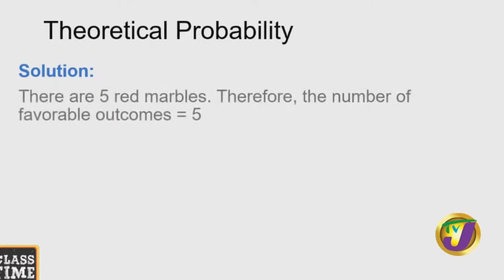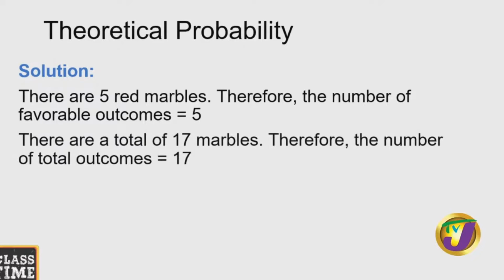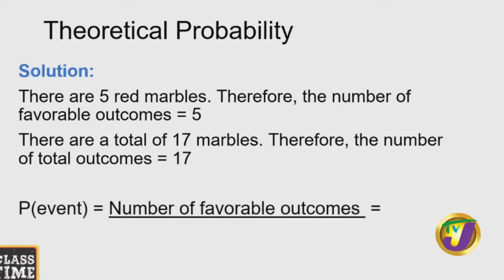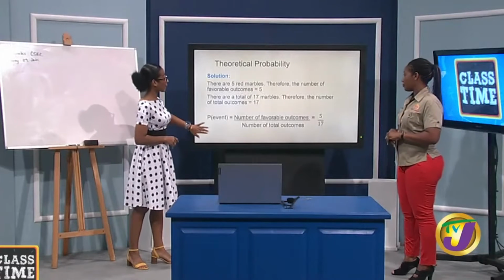So let us look at some of the information that we have. We know that there are 5 red marbles in the bag, and in total we have 17 marbles. So the number of favorable outcomes in this instance would be 5, and the number of total outcomes would be 17. So out of the 17 marbles, 5 of them are red. The theoretical probability for this event would be 5/17. Yes, that is indeed correct.